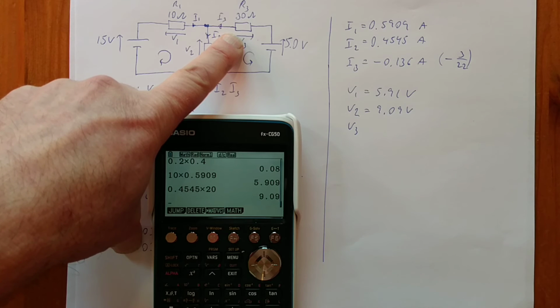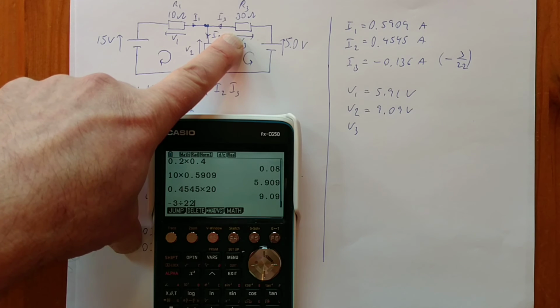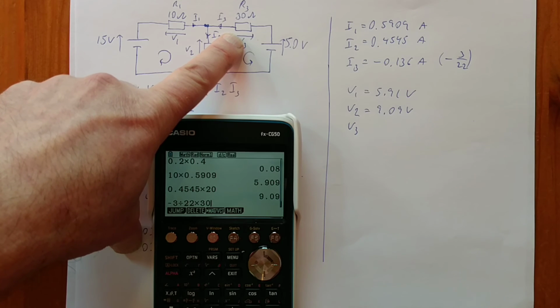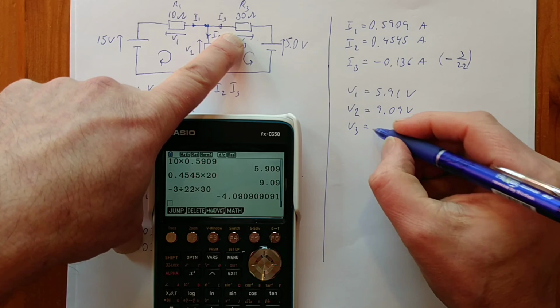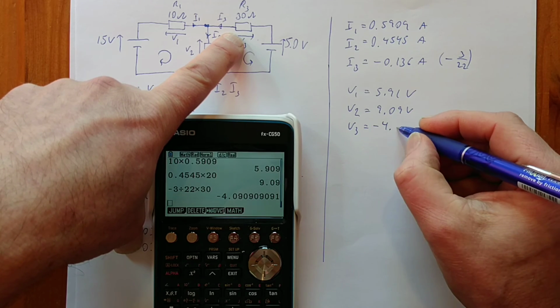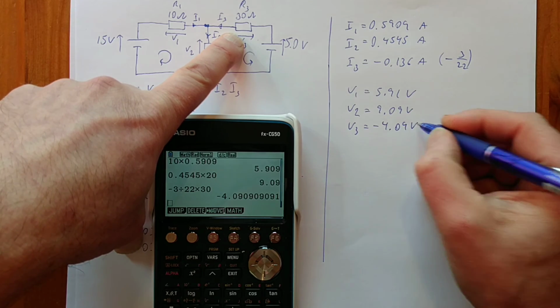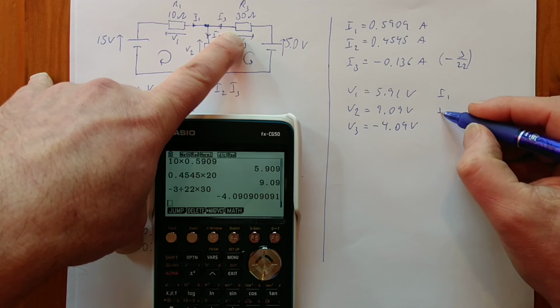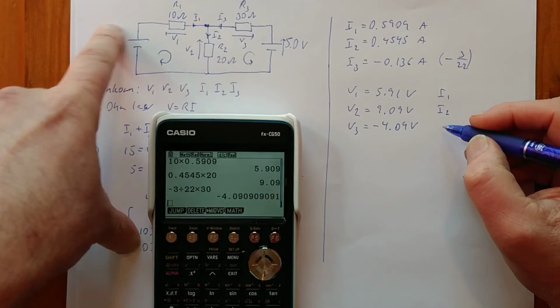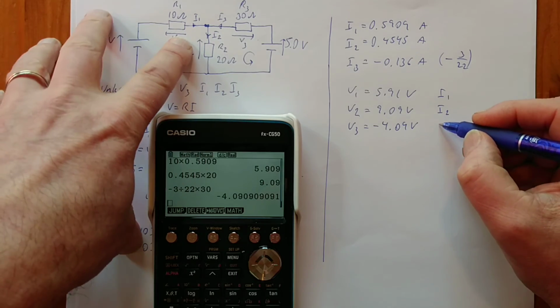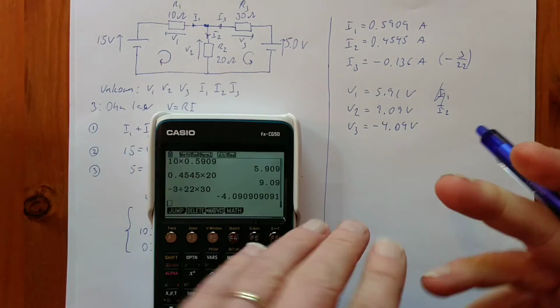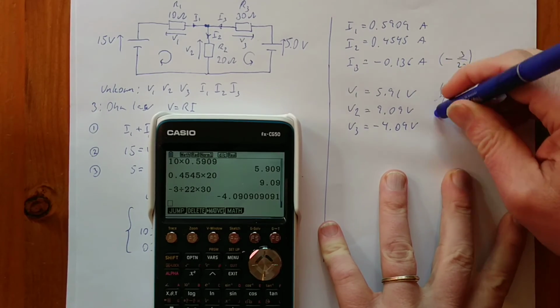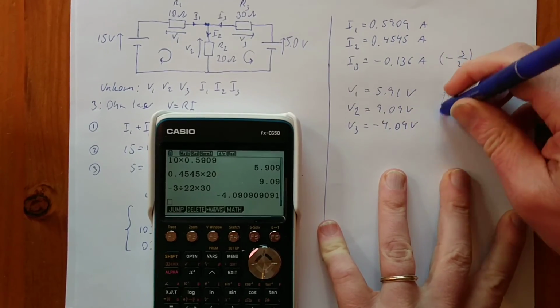And the third one, we will use minus 3/22 times 30, which is minus 4.09 volts. And we also need to write these currents with 3 significant figures, or actually 2 if you look at the question here, right? But that is another thing. Let's just do the calculations, and then you can write them with 2 significant figures if you want to.